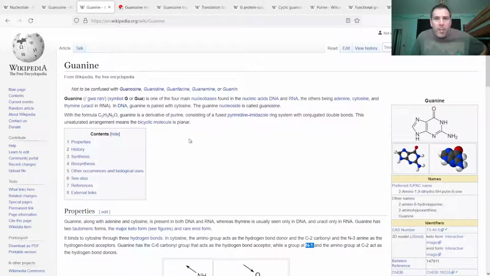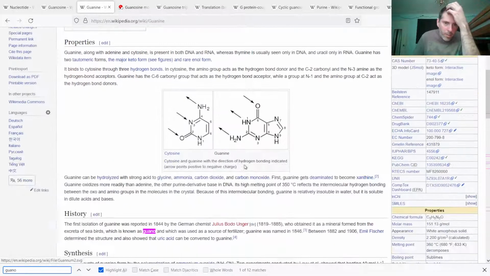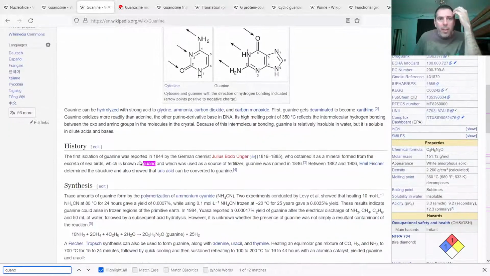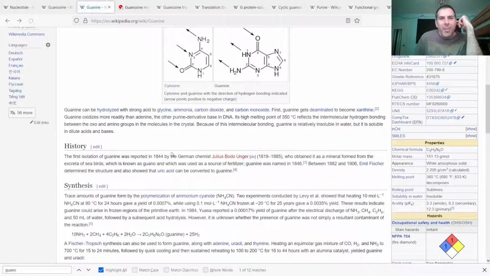The last thing I was going to mention is just that it was named after guano, bird droppings. I didn't mean to click on that, but it was discovered, or even named in 1846, and discovered from seabird excreta.